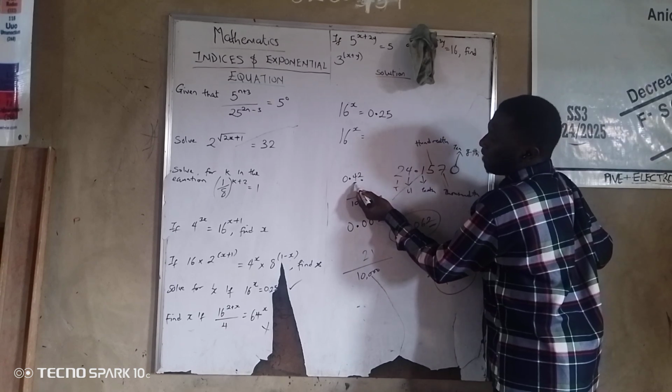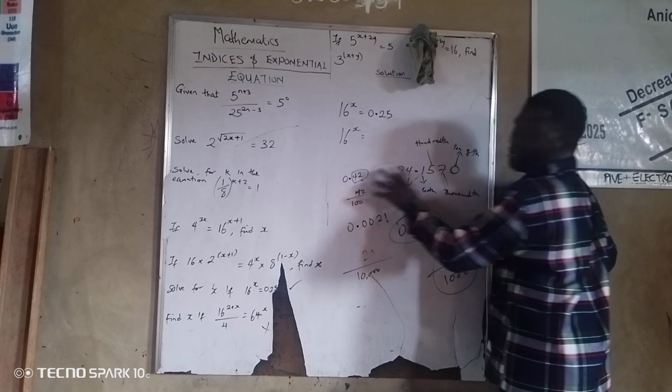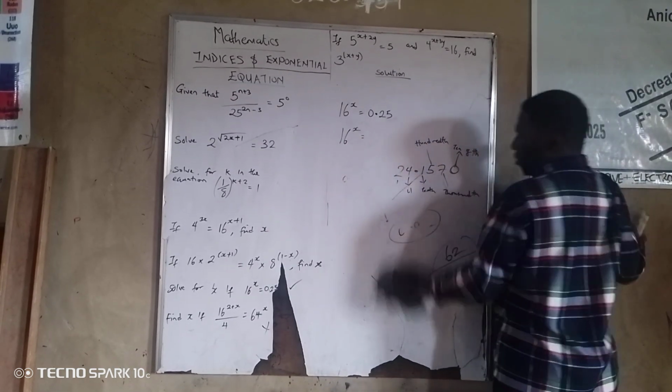And after 4, what are the other numbers? 2 is the only number, 42. So this means 42 over 100. So that's how to approach this kind of decimal fraction, and then express them in proper fraction form.